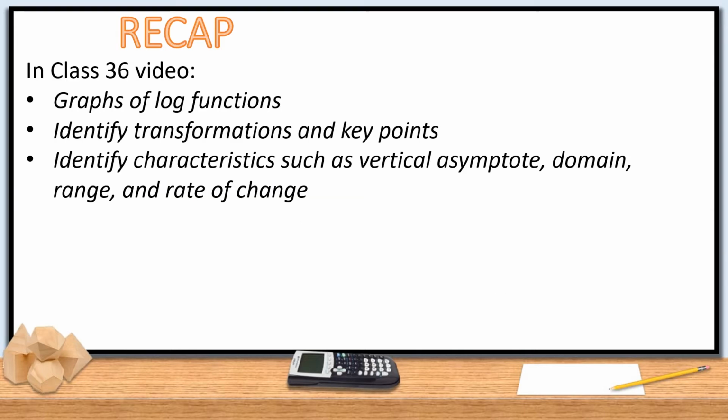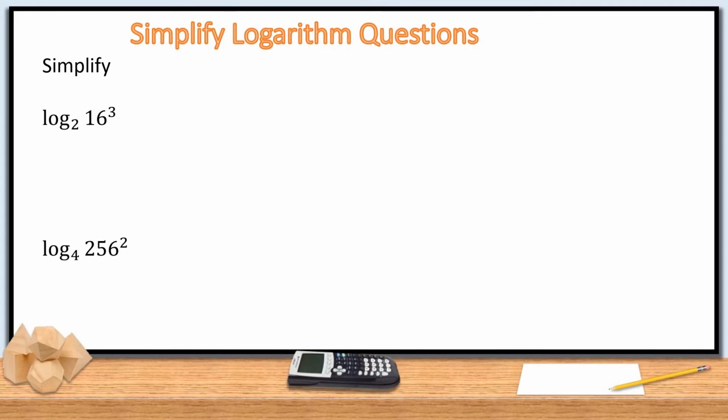Last video we looked at graphs, we identified transformations and key points, and then we talked about things like the vertical asymptotes, domain, range, and rate of change. Okay, so let's get straight into it.